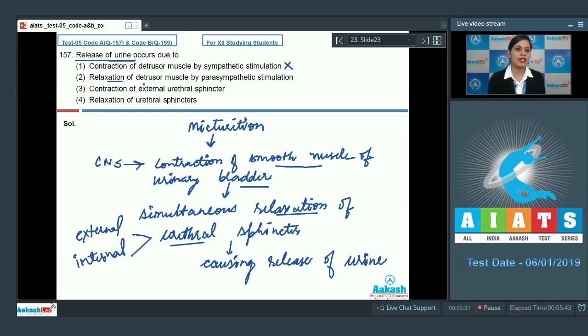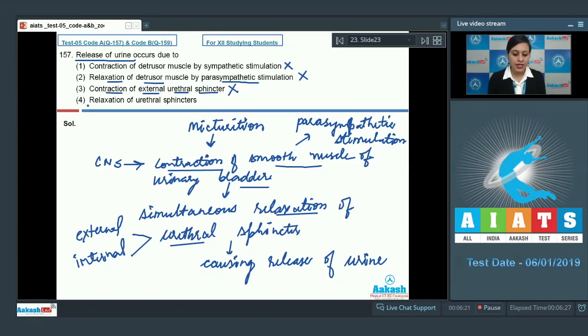The next option is relaxation of detrusor muscle by parasympathetic stimulation, and this is also an incorrect option because it is the contraction of this detrusor muscle which is under the effect of parasympathetic stimulation leading to release of urine. The next option given is contraction of external urethral sphincter. This is an incorrect statement because the release of urine is because of the relaxation of urethral sphincters and not because of contraction of these sphincters.